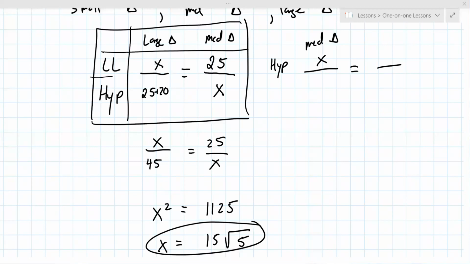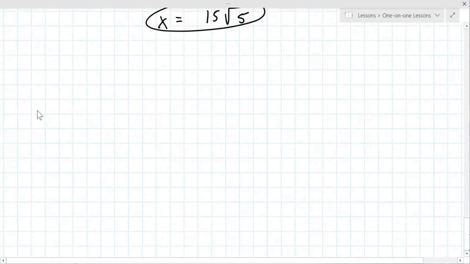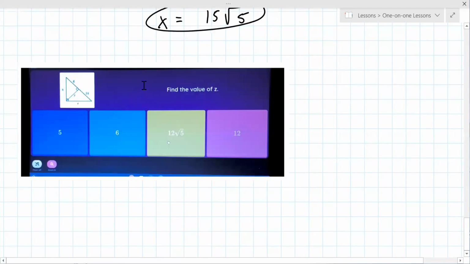If this is not clear, I totally understand. There probably are some better problems somewhere too. Nope. Kind of just building into it. So the next one here is find the value of z. Does that look right to you? Okay. Okay, so it says find the value of z.